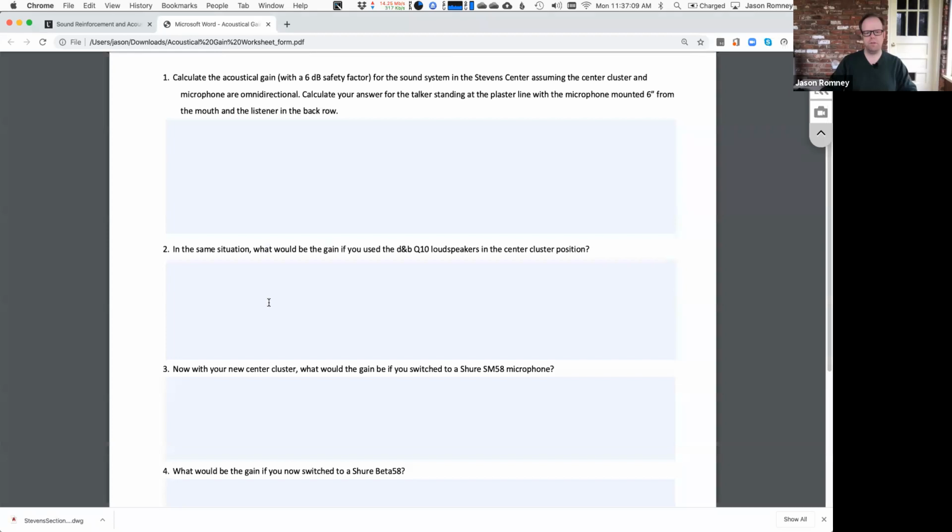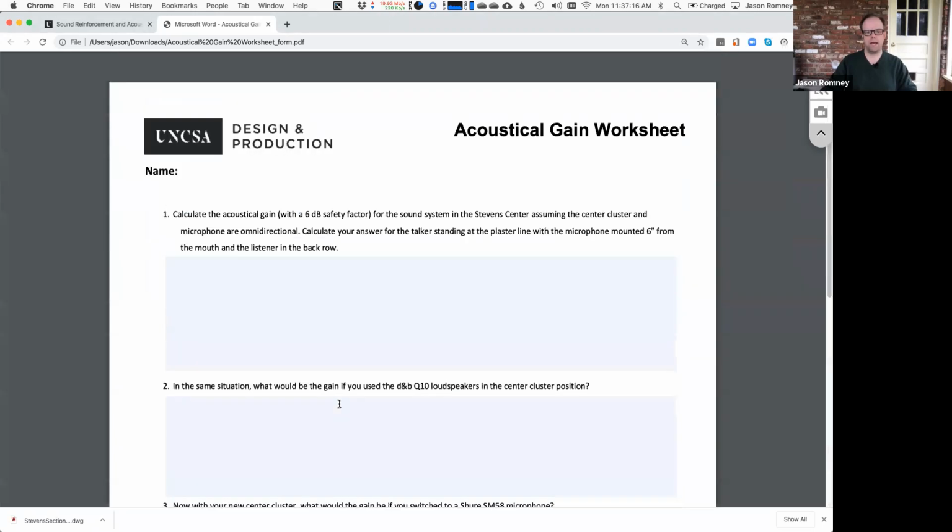And then I'm going to have you think about what directivity would do for that. So a directional loudspeaker, directional microphone. So that is the basic homework.